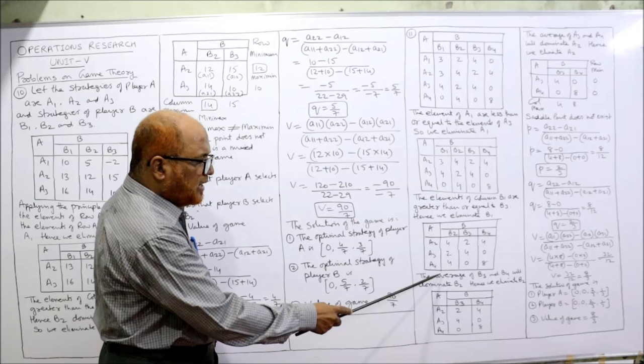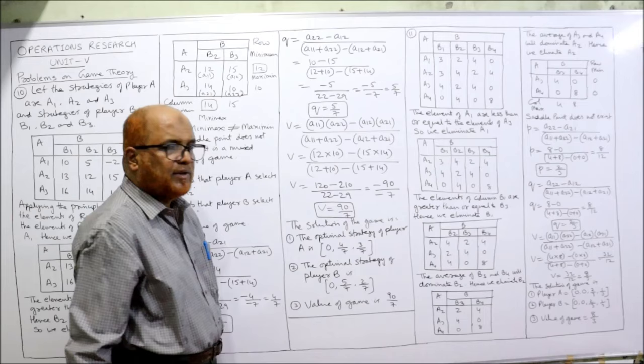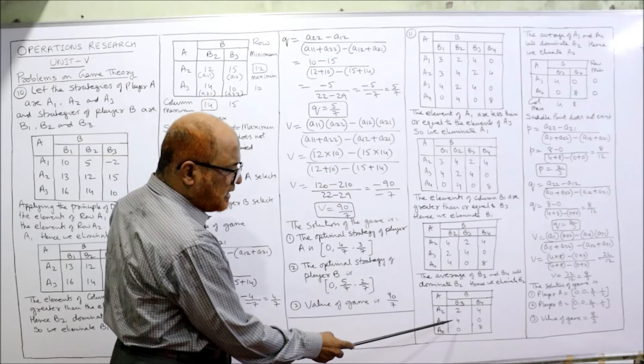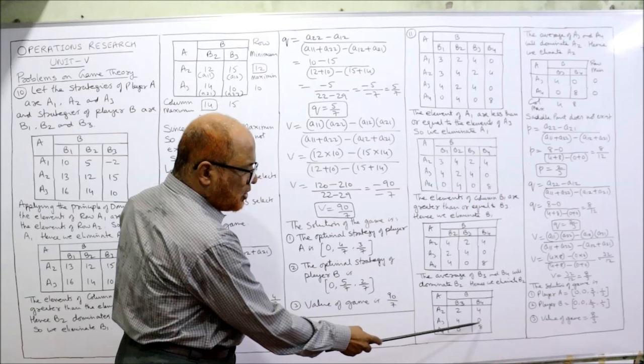But the rows are A2, A3, A4. Columns are 2, but rows are 3. We have to remove one row. Now we see the average of A3 and A4. See here, A3: 4 plus 0 is 4, divided by 2 is 2. 0 plus 8, 8 divided by 2 is 4.